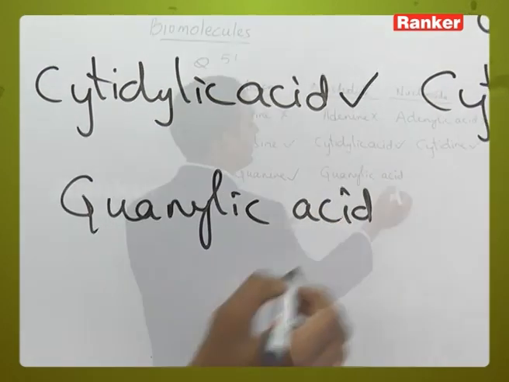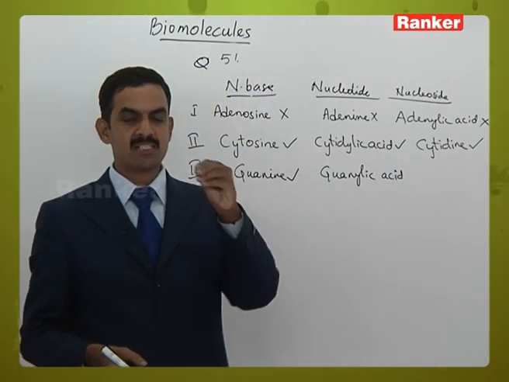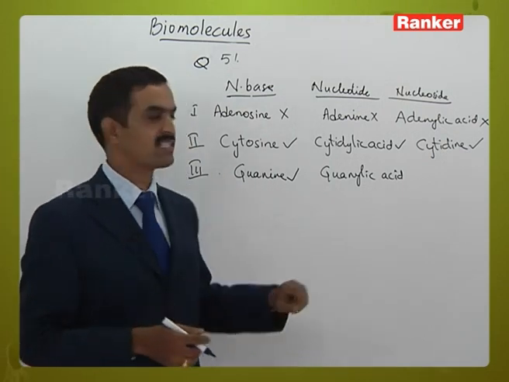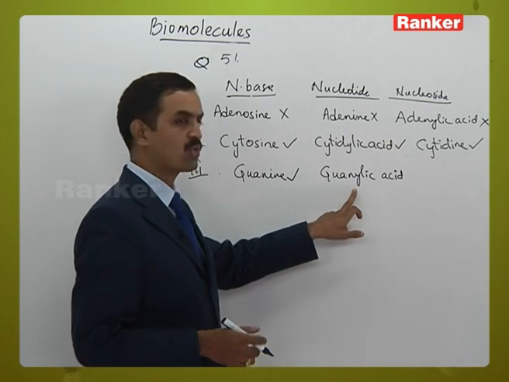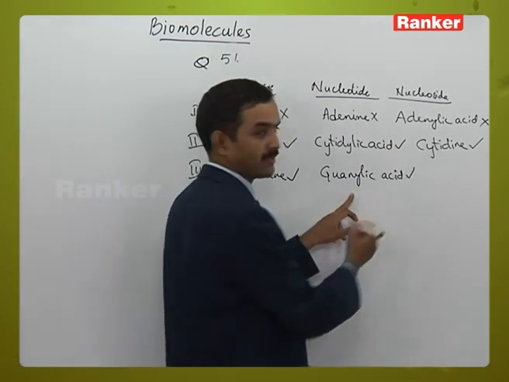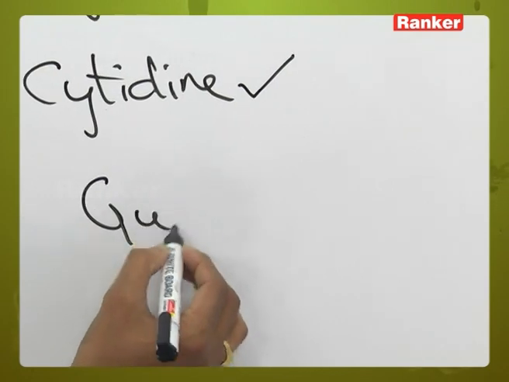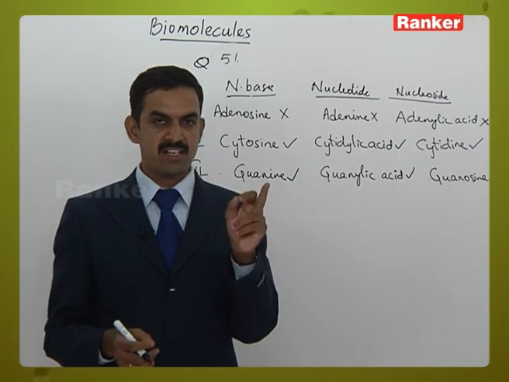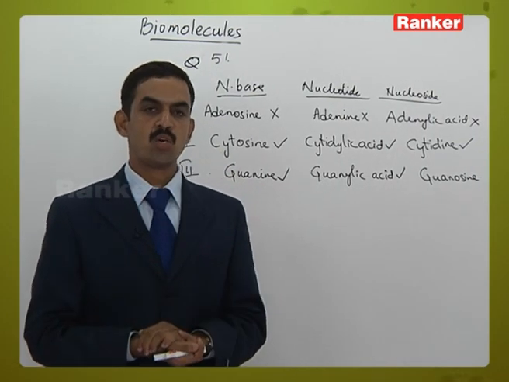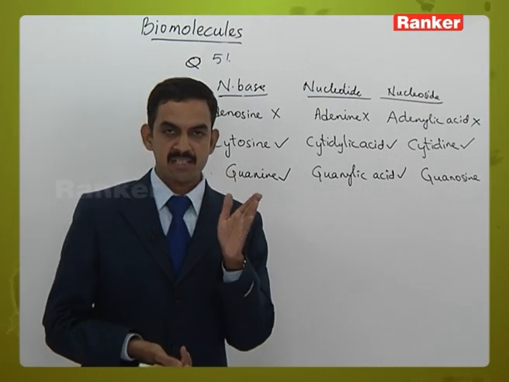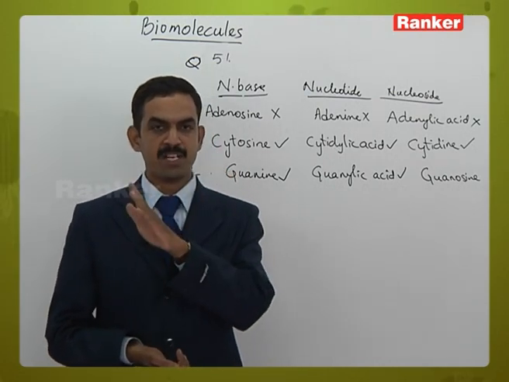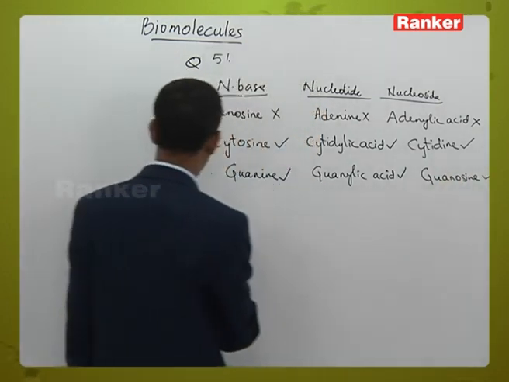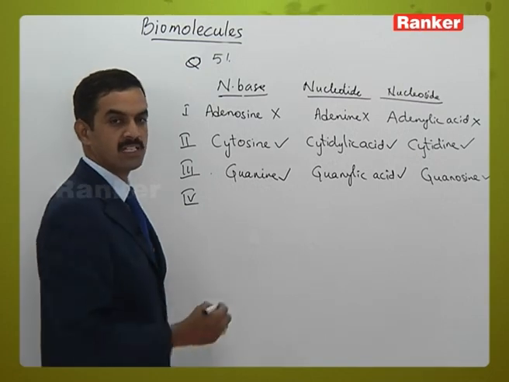And as it is an acid, that is guanosine plus phosphoric acid. Guanosine is a nucleoside plus phosphoric acid forms into a nucleotide called guanylic acid. So, this is correct. Then third one is guanosine. Guanosine is formed by a guanine molecule and a pentose sugar molecule. So, guanine is a nitrogen base plus a pentose sugar. It is a type of nucleoside. So, guanosine is a nucleoside. It is correct. And the fourth one is thymidine.